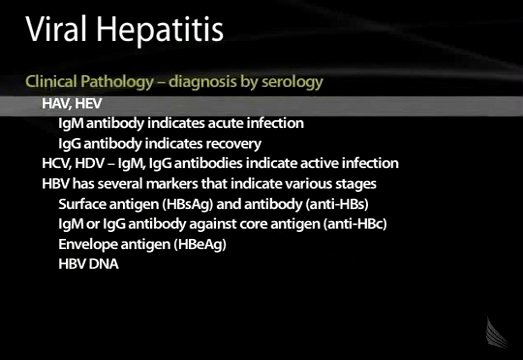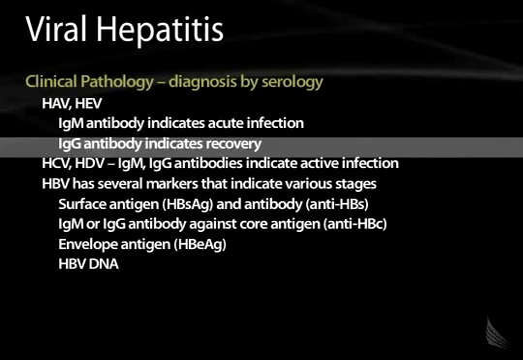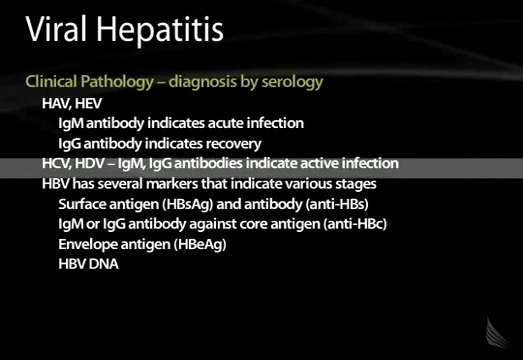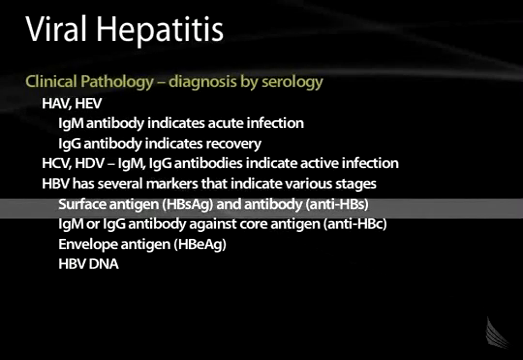In the case of hepatitis A and hepatitis E, you have IgM and IgG. The IgM usually indicates an acute infection versus the IgG, which shows past exposure. Hepatitis C and hepatitis D also have antibodies associated with them, which indicate active infection. Hepatitis B can usually be confusing, but the next slide should help make that easier.